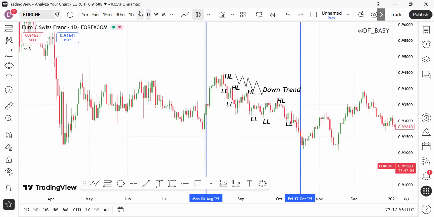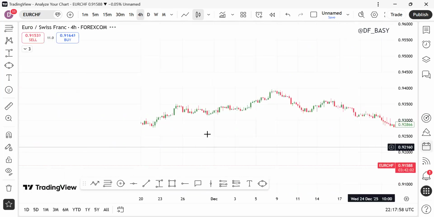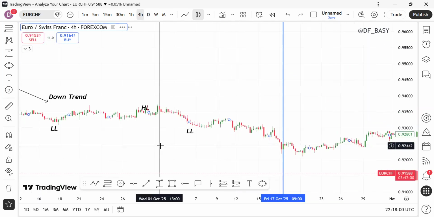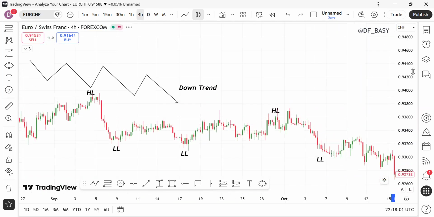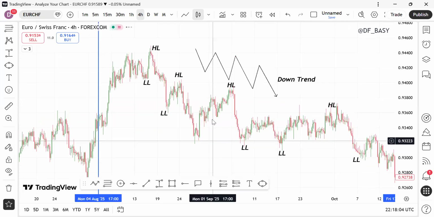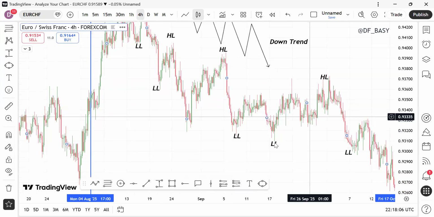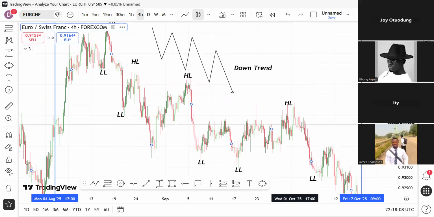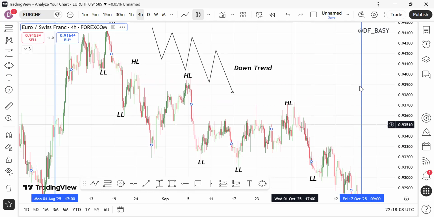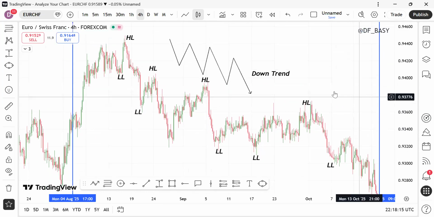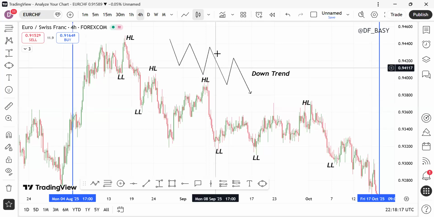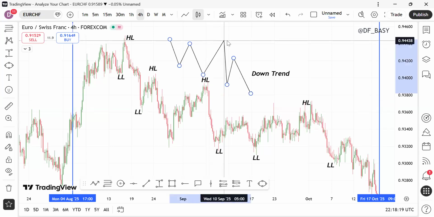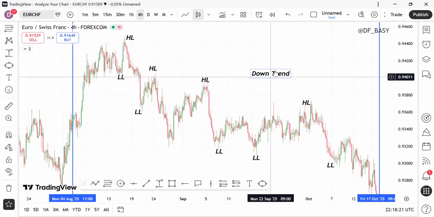Now for the downtrend, the bearish trend, which we have over here. As I'm illustrating all these things, I'm also going to a live chat to show you guys so that you can have an understanding of all this. Okay, so for the downtrend, this is what you have. Let me delete this. This is a downtrend.